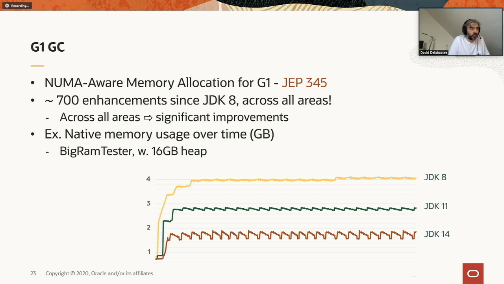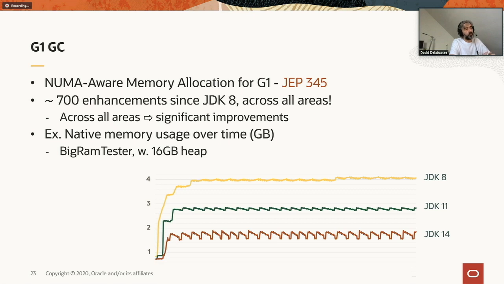In JDK 11, it was reduced to, I think, 2.7 gigabyte, and in 14, it has been reduced to 1.7 gigabyte. So basically, you see that by switching from 8 to 14, we have greatly reduced the memory footprint of G1. Not only that, we also improve the performance. So when you put together all those 700 enhancements, that improves G1 a lot across all our areas.